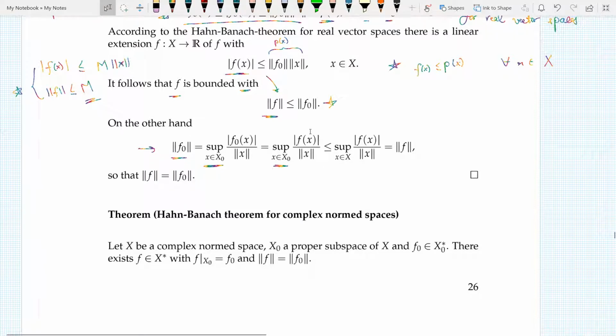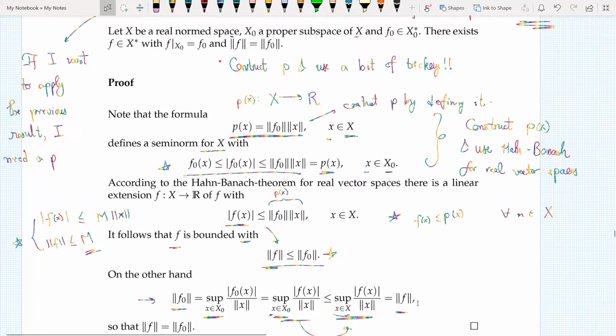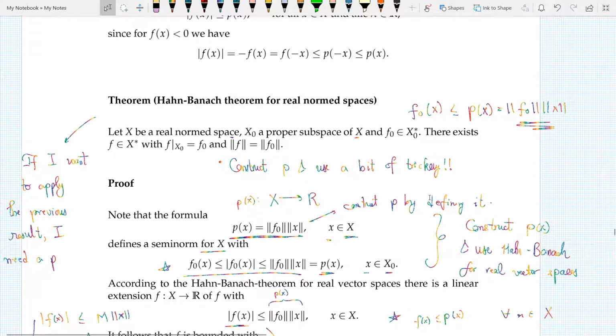But again, if I have this part, now I need to go from here to here. Why is it less than? The less-than sign is introduced because now my X is not just restricted to X0, but ranges over all of X, and this is the definition of the norm of F. So now we have one direction and here we have the other direction. So indeed, the norm of F is equal to the norm of F0. And that's why we have proved the Hahn-Banach theorem for real norm spaces.